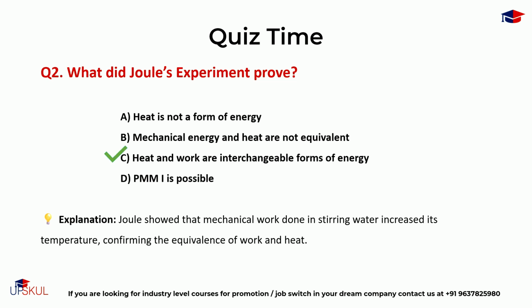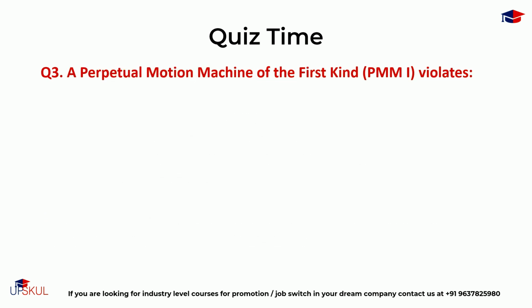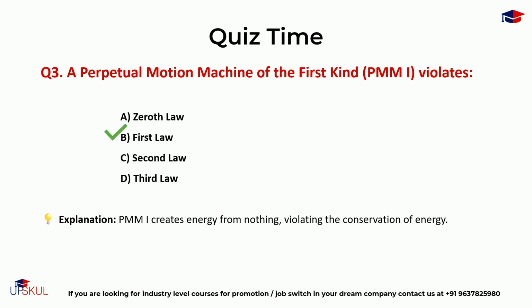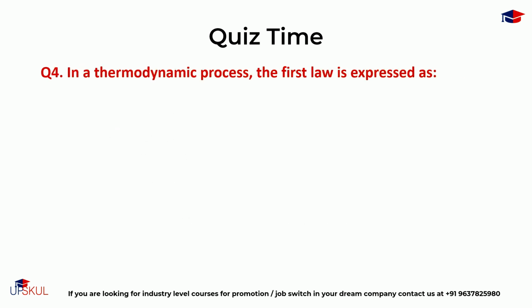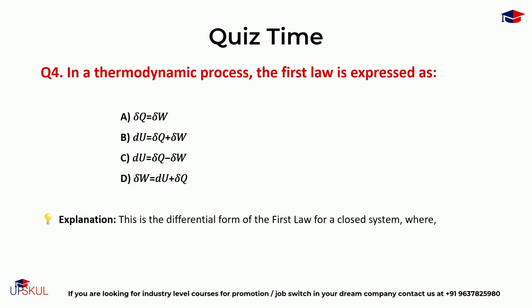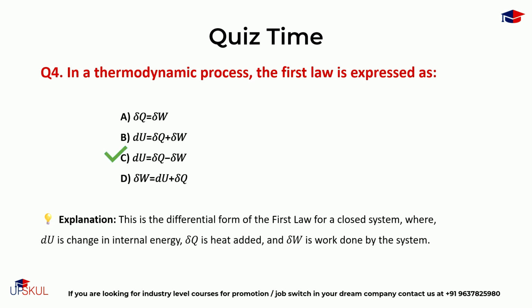Question 3. A perpetual motion machine of the first kind, or PMM1, violates A. zeroth law, B. first law, C. second law, D. third law. The answer is B. In a thermodynamic process, the first law is expressed as, answer is C, dU is equal to delta Q minus delta W, because it's the differential form of the first law for a closed system, where dU is the change of internal energy, delta Q is heat added and delta W is work done by the system.